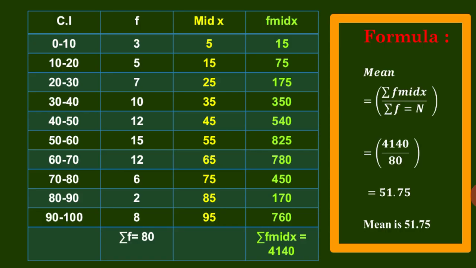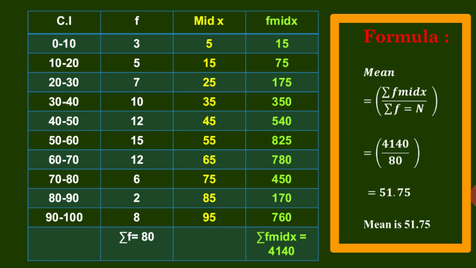See this slide. Here the class interval and frequency are already given in the problem. The same data has been taken here. Now we introduce the third column and fourth column. The third column is named mid x. The mid x values are derived from the class interval. When the class interval is given as 0 to 10, 10 to 20, we just add the two limits, 0 and 10, and divide by 2.